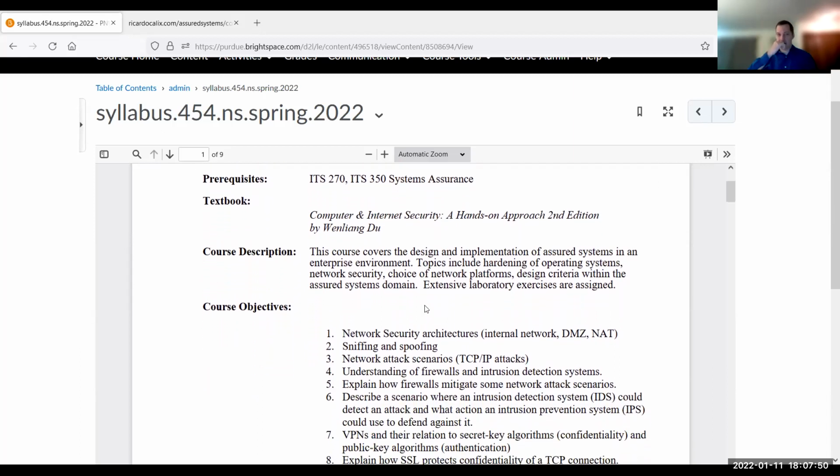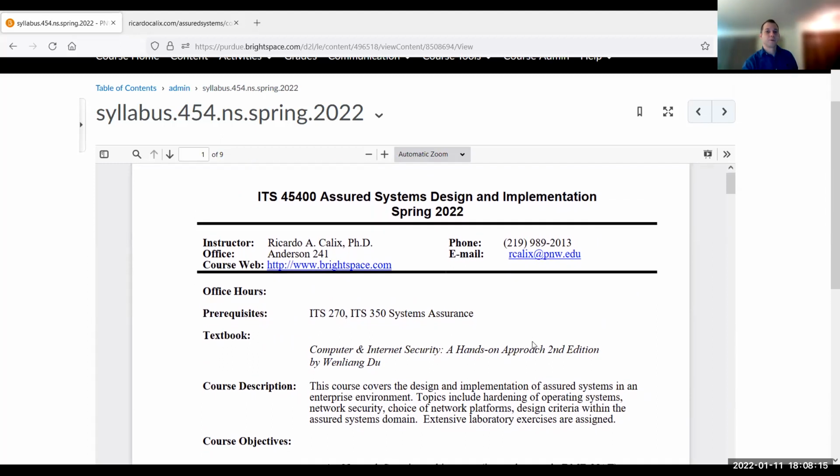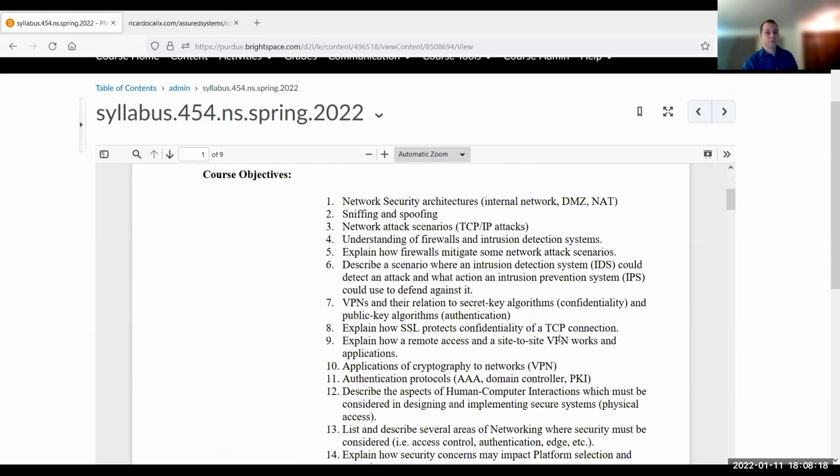Like I said, the course is really about assured systems design and implementation. The goal is to look at the design and implementation of an assured system, but the system will pretty much be a network of some kind. I'll talk a little bit about that. Let's take a look at the course objectives here. We will cover network security architectures like the internal network, DMZ, and network address translation.